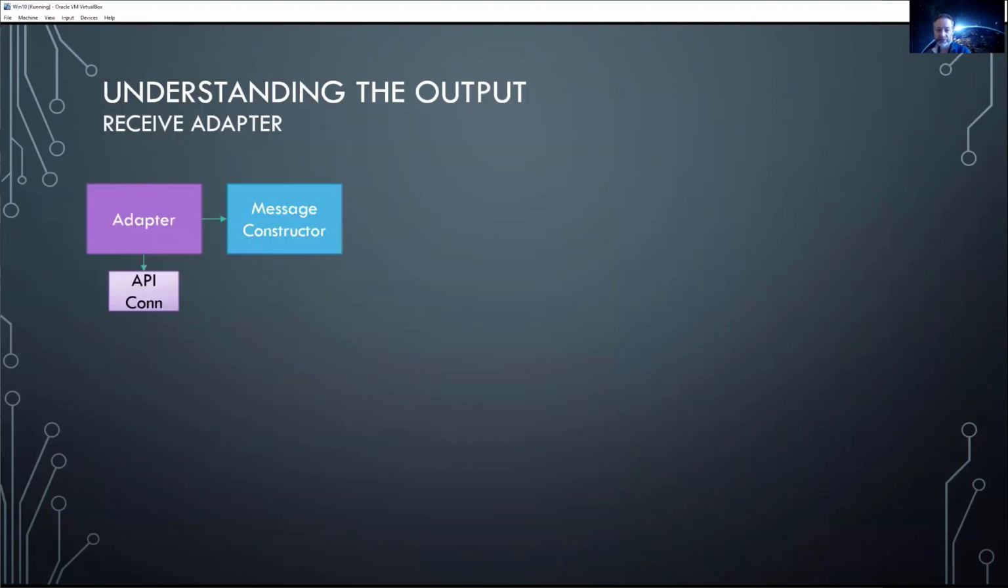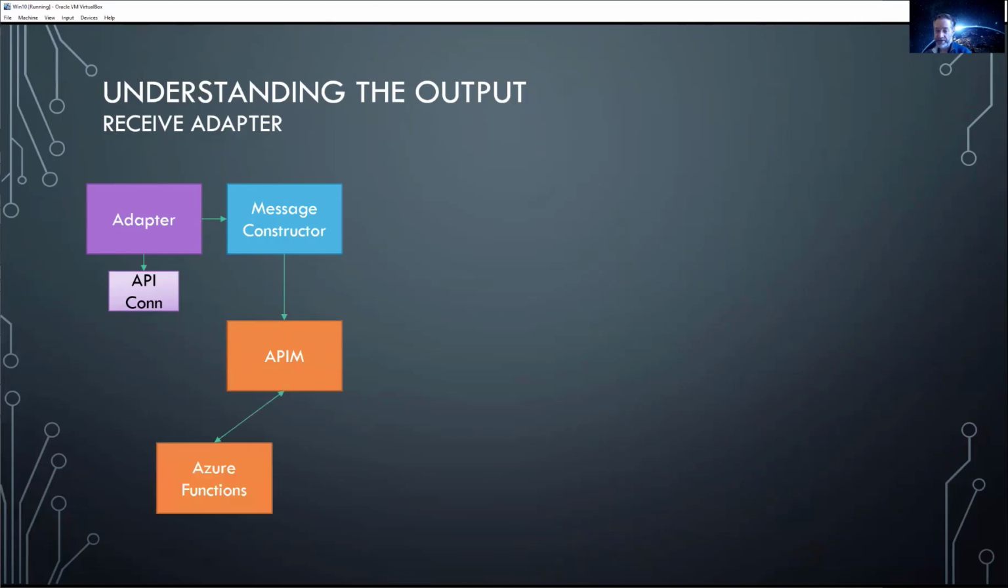So how does a receive adapter work? Well, imagine that the adapter is, say, the FTP adapter. So it's got an API connection where we keep all the FTP server properties, and the adapter will call the message constructor, which will take the content and wrap it in an envelope. And that's done by calling APIM. So APIM will then call an Azure function that does the actual wrapping. And that Azure function is going to go back to APIM and say, can you get me the routing properties and the routing slip that I need for this message? And a lot of that is going to come from cache. So if it's not in the cache, it goes away to Azure App Config to get it.